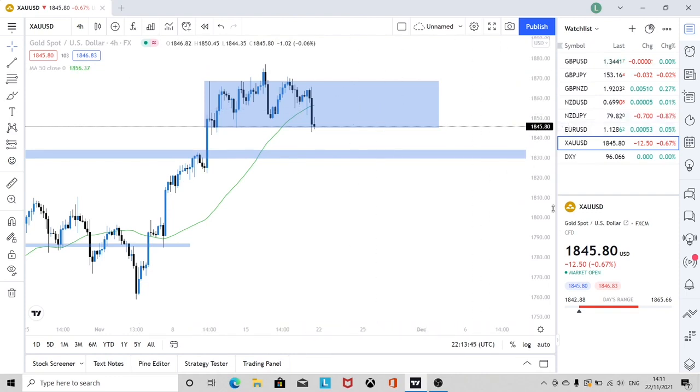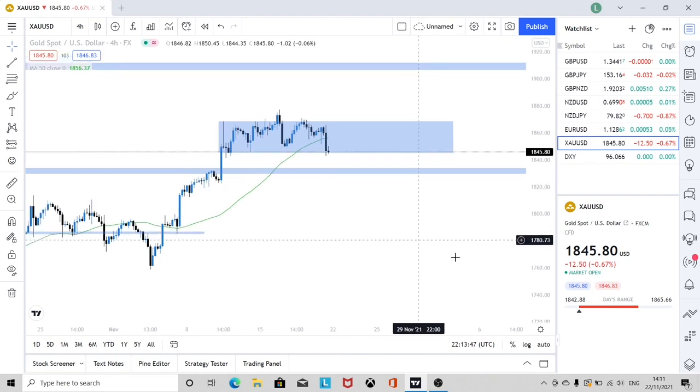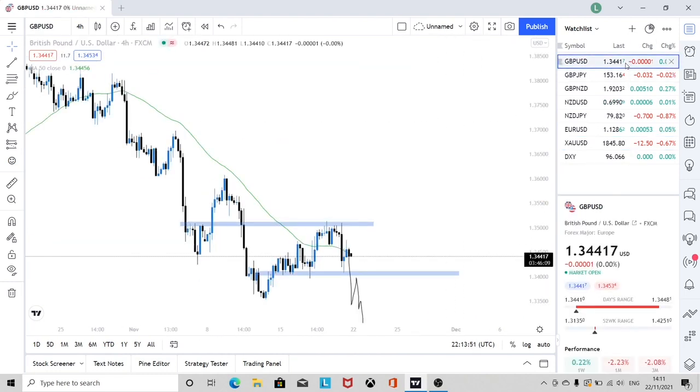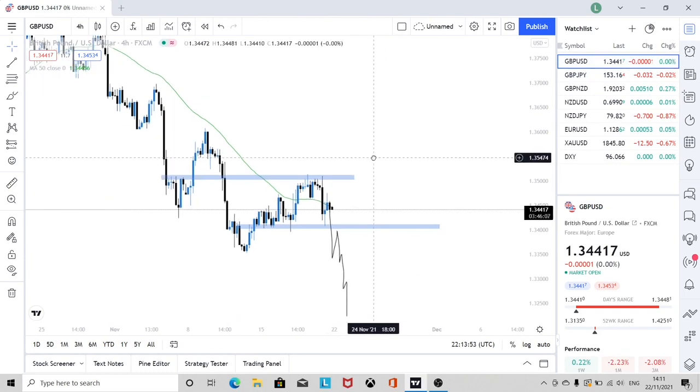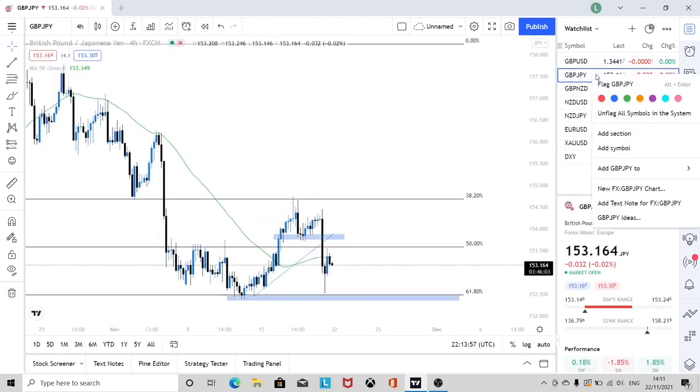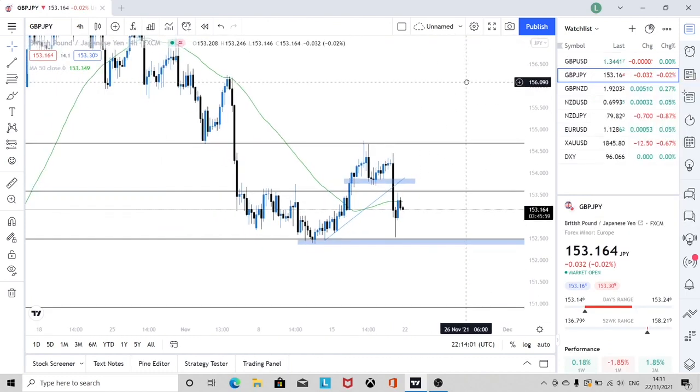But that has been my video analysis. That's my Sunday routine. I've just taken you through it once again. GBP USD, overall downtrend, probably looking for sales. GBP JPY, potentially looking for buys at this point. We'll just have to wait and see.